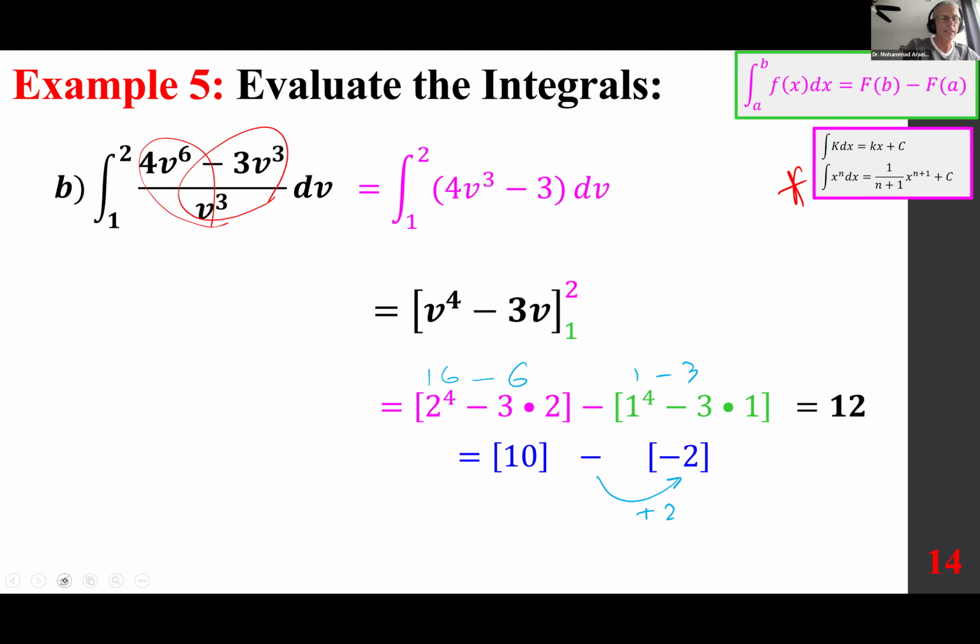So the first bracket results in 10. The second one, negative 2. This negative makes it positive. They add up to 12.